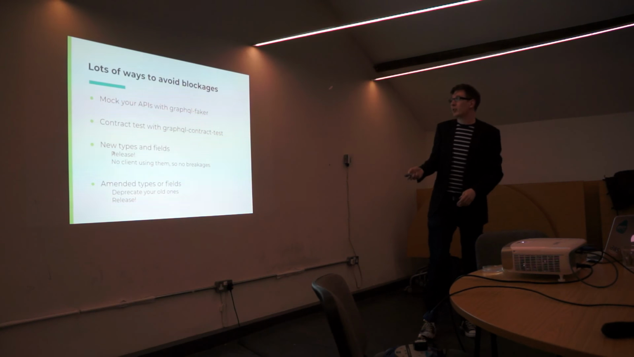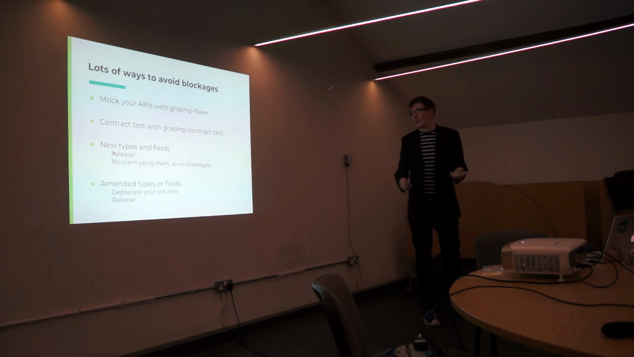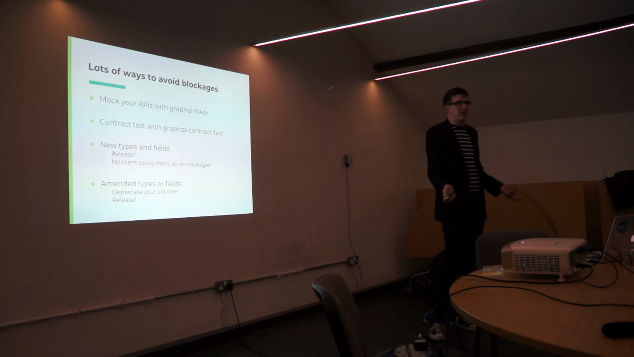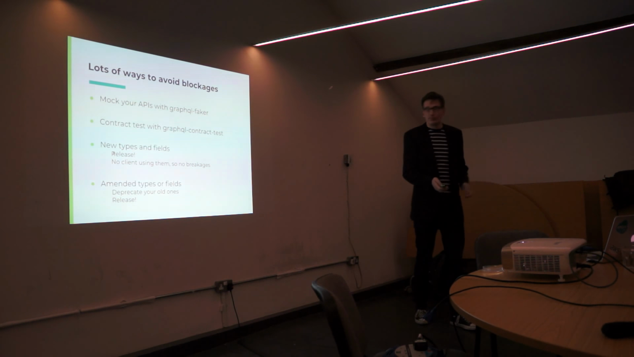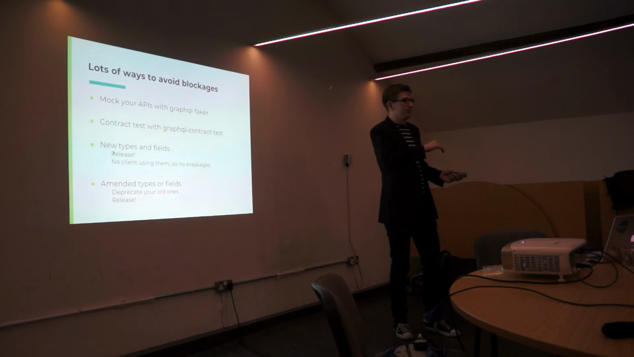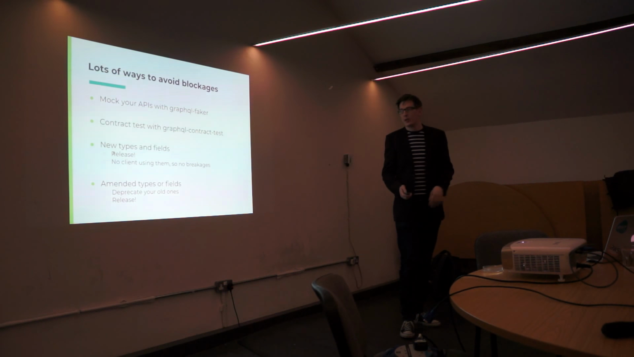And there are lots of ways to do this. You can mock things out with Faker, and you can do contract testing with this repo here. If you have new types added to a schema, you don't have to care about when you release, you can just push them live. There are no clients using them, so you don't have to care. Nothing's going to break. And if you're adding new types or changing stuff, you can deprecate the old one, add a new field, and release it. The old stuff will still work, it's still resolved the same way.